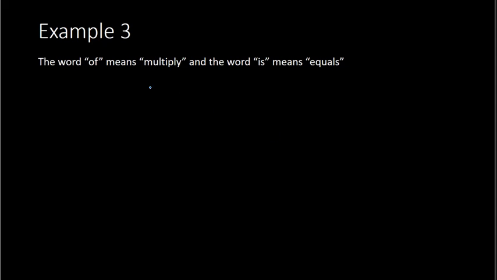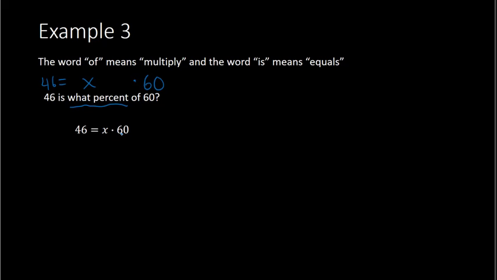Example 3. We have 46 is what percent of 60? We begin by translating into math notation. So 46 is means equals. What percent? That would be your unknown, so that is your variable. Of means multiply, and then 60. So my equation is 46 equals x times 60.